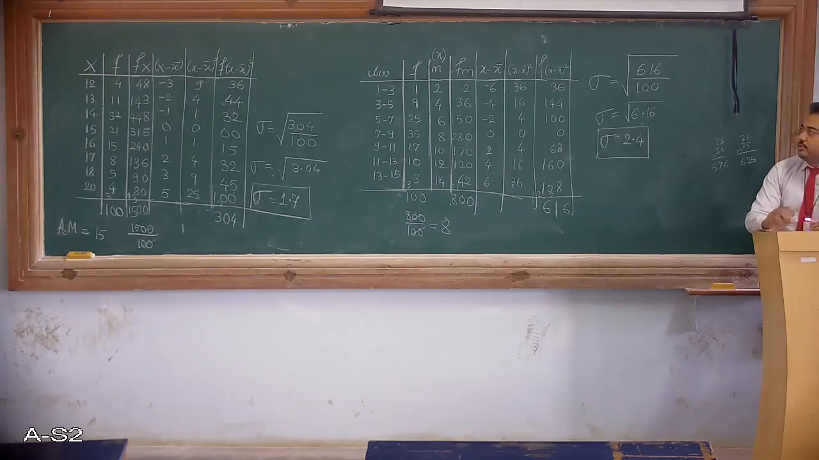So I hope you have understood this example. Try to solve similar examples on your own and compare the values of standard deviation for different kinds of data, and also solve the examples given in the notes. Along with this, just as we have the assumed mean method, which is called the shortcut method for arithmetic mean, similarly we also have a shortcut method of calculating standard deviation. That we'll be discussing in the next video.